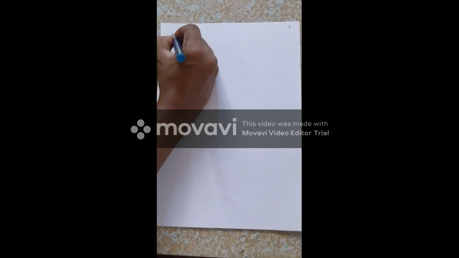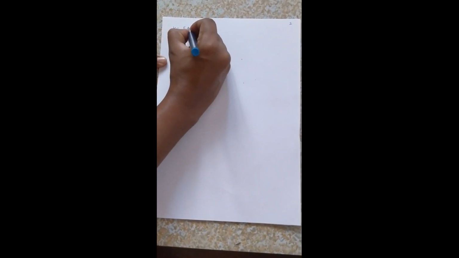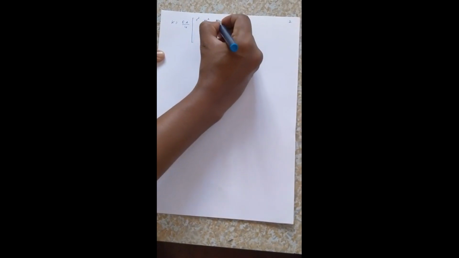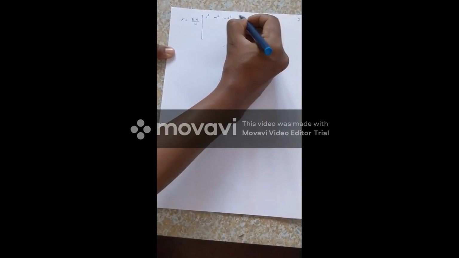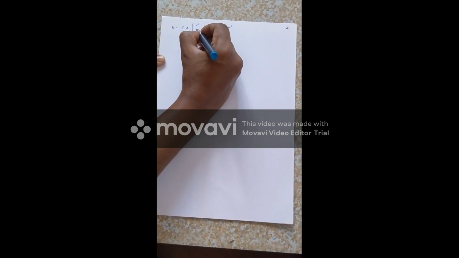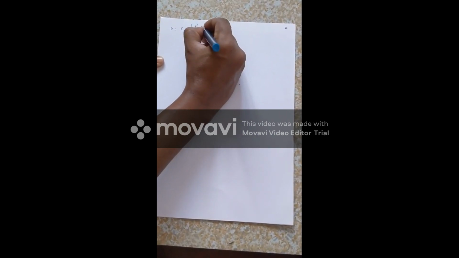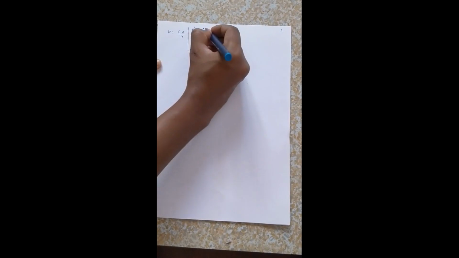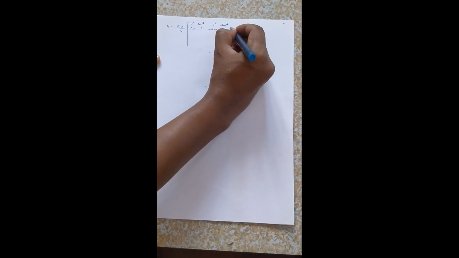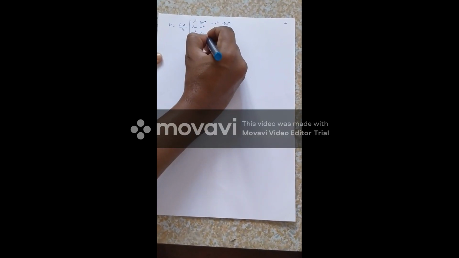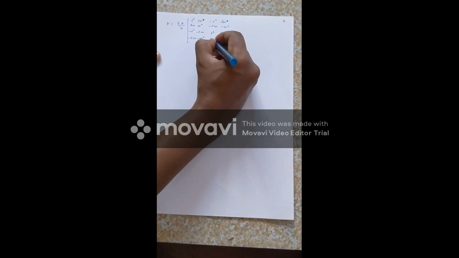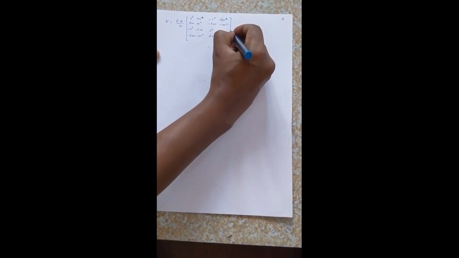So we know that the stiffness matrix for a truss element is given by K equals EA by L times the matrix: L square, LM, minus L square, minus LM; LM, M square, minus LM, minus M square; minus L square, minus LM, L square, LM; minus LM, minus M square, LM, M square. This is the stiffness matrix.